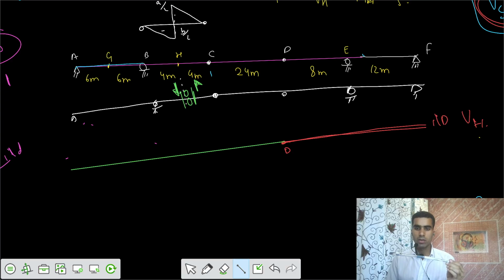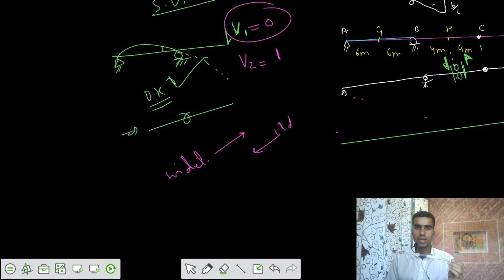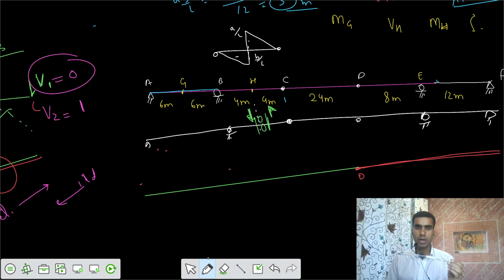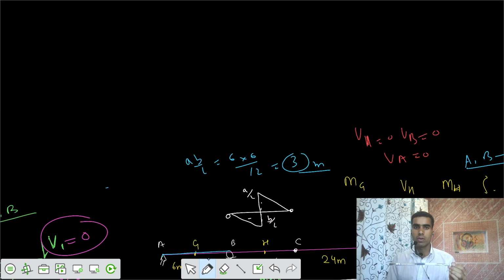We already saw that for the part A, B, C, what was the ILD? 0 was the ILD up to the point A, B, H. Up to the point A, B, H, the variation was 0. Now we are left with only HCD, which is having some variation in this fashion; this is your HCD.